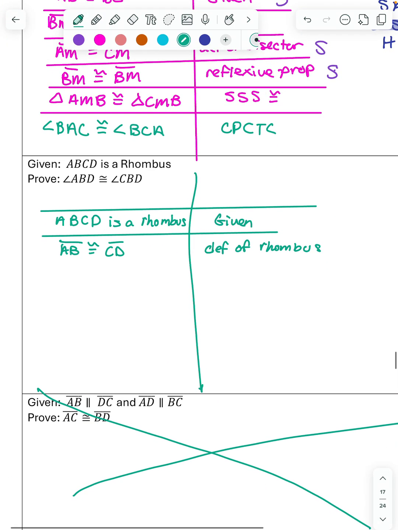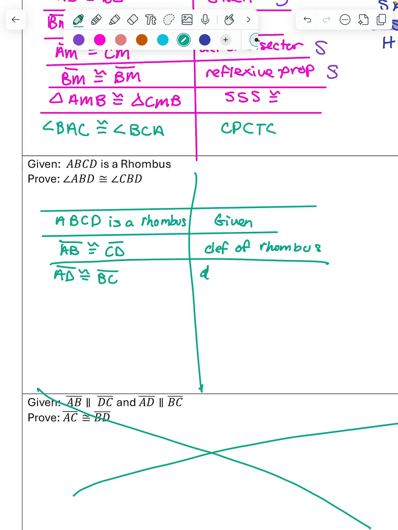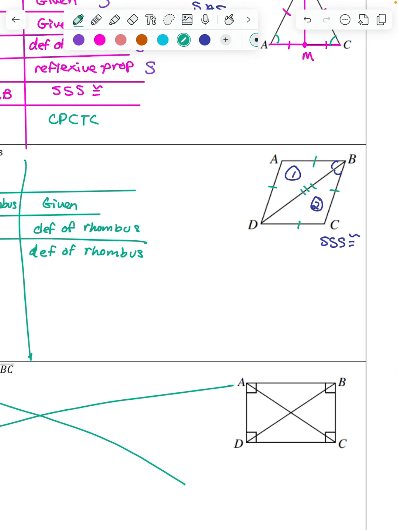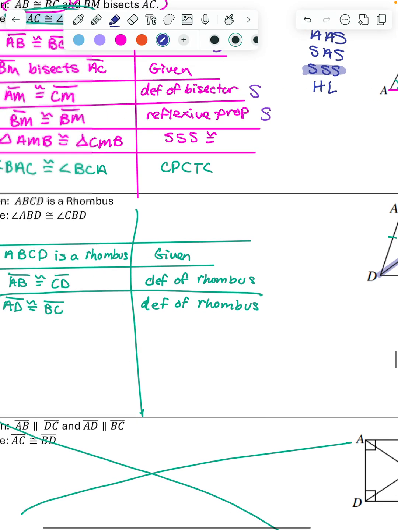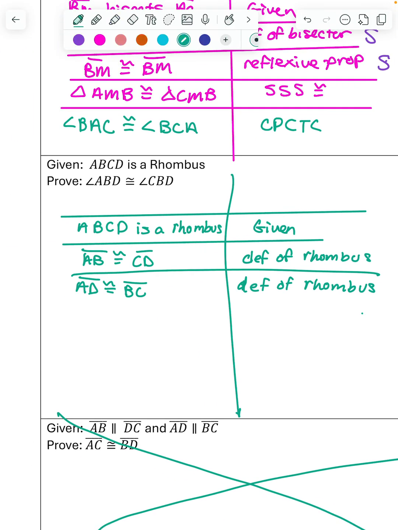And AD is congruent to BC. I'm talking about the opposite sides here, even though they are all congruent to each other. So I could just put all these congruent to each other in one line if I wanted to. And then finally, favorite property, I've got my shared side, BD. So BD is congruent to BD, and that is because of reflexive property.